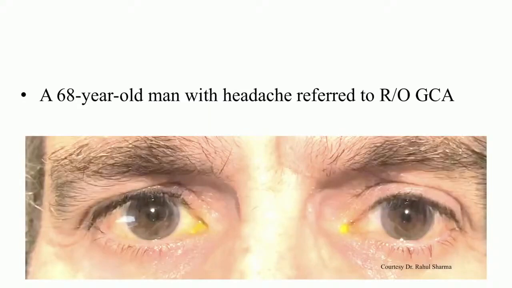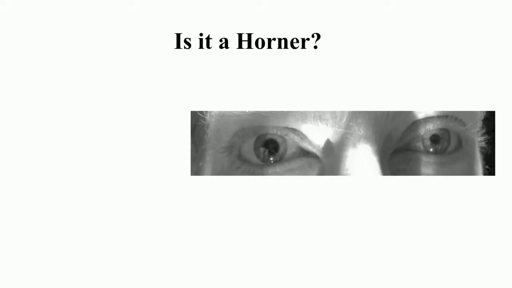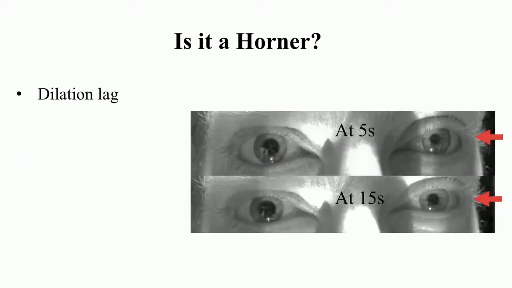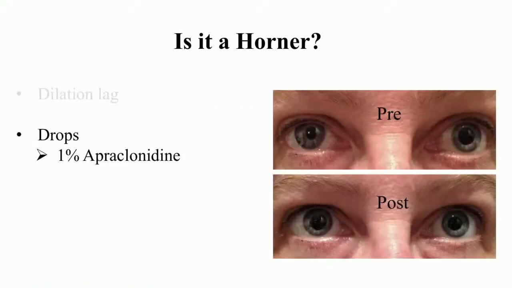So this patient had a very, very subtle anisocoria, and the patient did not even know about it. The anisocoria was worse in the dark, and so you would want to consider a Horner syndrome. This patient had a dilation lag on examination. With a Horner, you can have reversal of anisocoria with apraclonidine, and you can have a persistence of 1 millimeter or more of anisocoria post-cocaine.